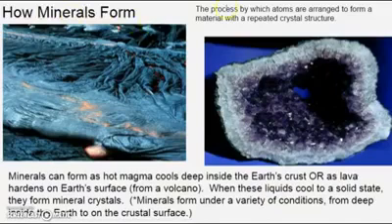So how do minerals form? Well, it is the process by which atoms are arranged to form a mineral, or any material, with a repeated crystal structure. Minerals can form as hot magma cools deep inside the Earth's crust, or as lava hardens on the Earth's surface, right? Some, say, from a volcano. When these liquids cool to a solid state, they form the mineral crystals. So minerals form under a variety of conditions, from deep inside the Earth to on the crust's surface.